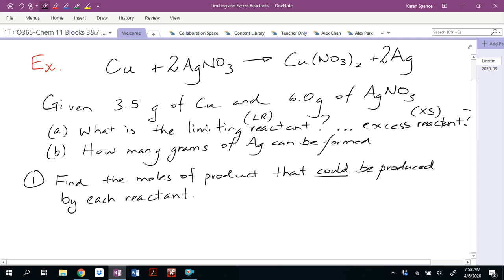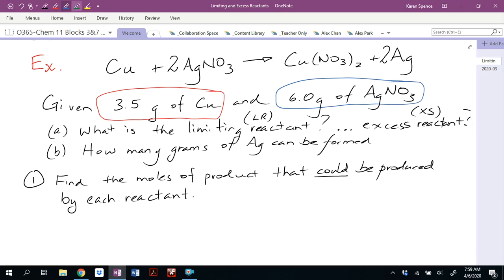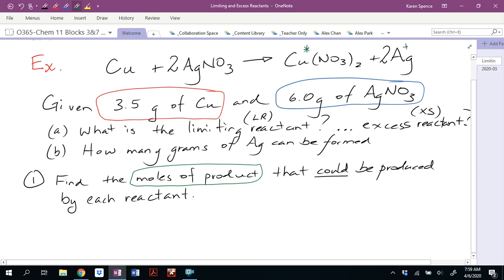And in order to do that, we are going to use just normal stoichiometry. So we have our first reactant, which is the copper, and we have the second reactant, which is the silver nitrate. And when we say the moles of product, you can choose whichever product you want to. We could choose either the copper nitrate or the silver. Doesn't matter which as long as you're consistent. But because in part B we're asked for the grams of silver, I'm going to choose silver because it means I have to do less work.